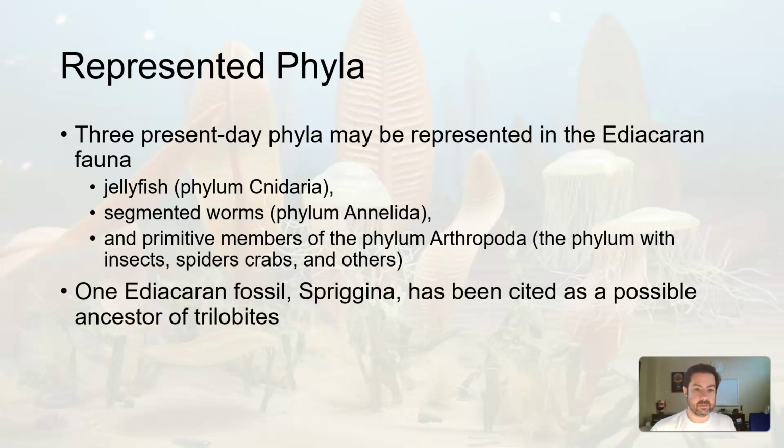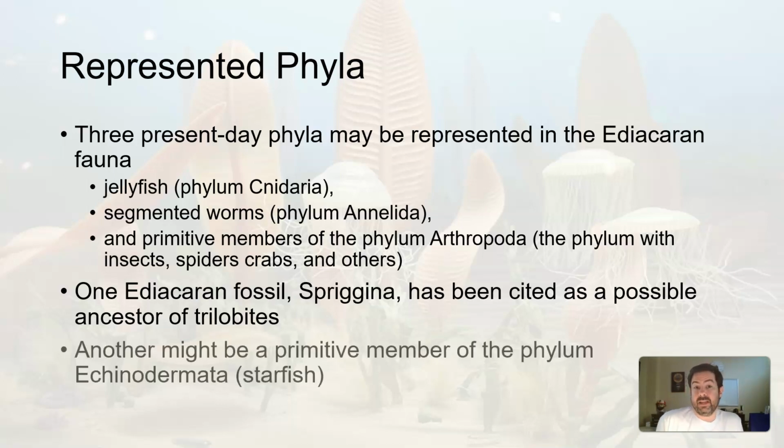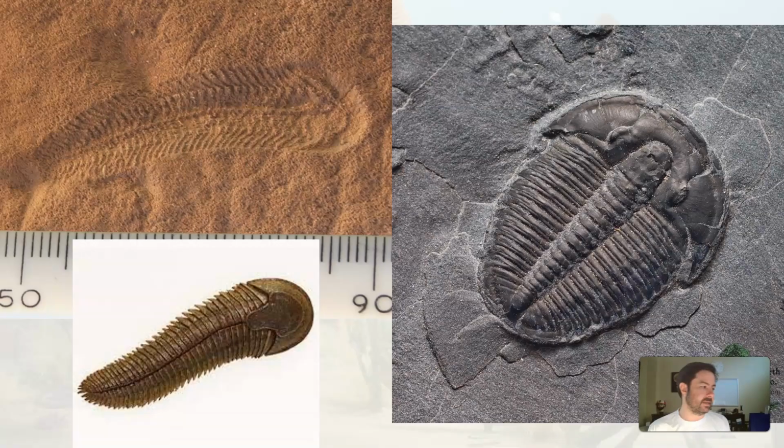One Ediacaran fossil, Spriggina, these words are killing me. Spriggina has been cited as possible evidence of trilobites. If you're not sure what a trilobite is, I'll show you here in just a second. Another primitive member of the phylum Echinodermata, which are what starfish are as well, may have been represented. So we're starting to see what would evolve into these other things pop up in the Ediacaran. So this is the kind of ancestor of what would become the trilobite as we get into the Phanerozoic eon.